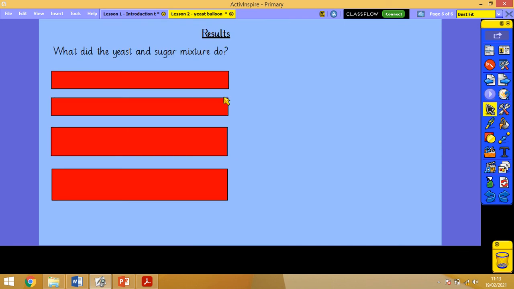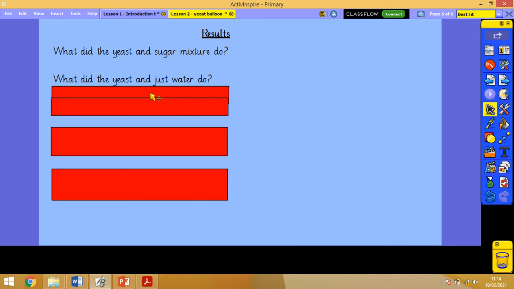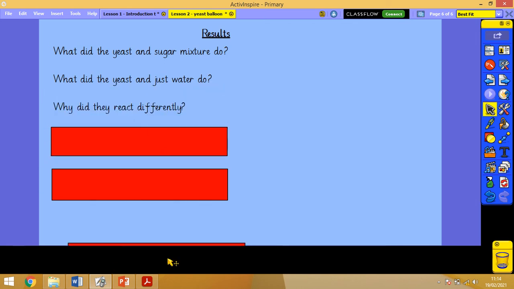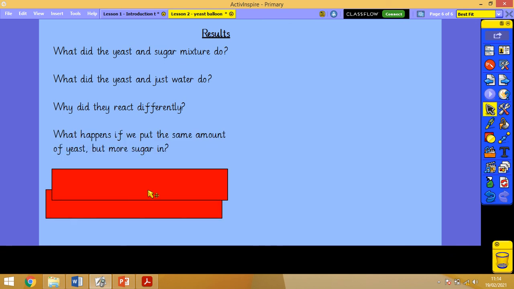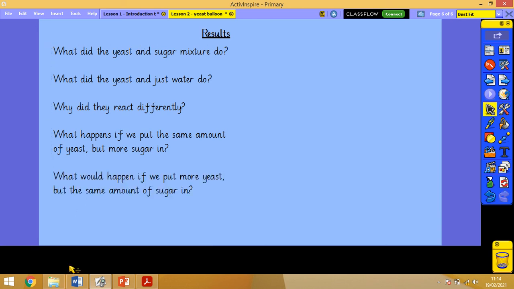Once it's finished, I want you to write your results. What did the yeast and sugar mixture do? What did the yeast and the water just do? Why did they react differently? What happens if we put the same amount of yeast in but more sugar in? That's just a bit of a guess. And what would happen if we put more yeast in but the same amount of sugar? These answers can all be answered on the back of the sheet.